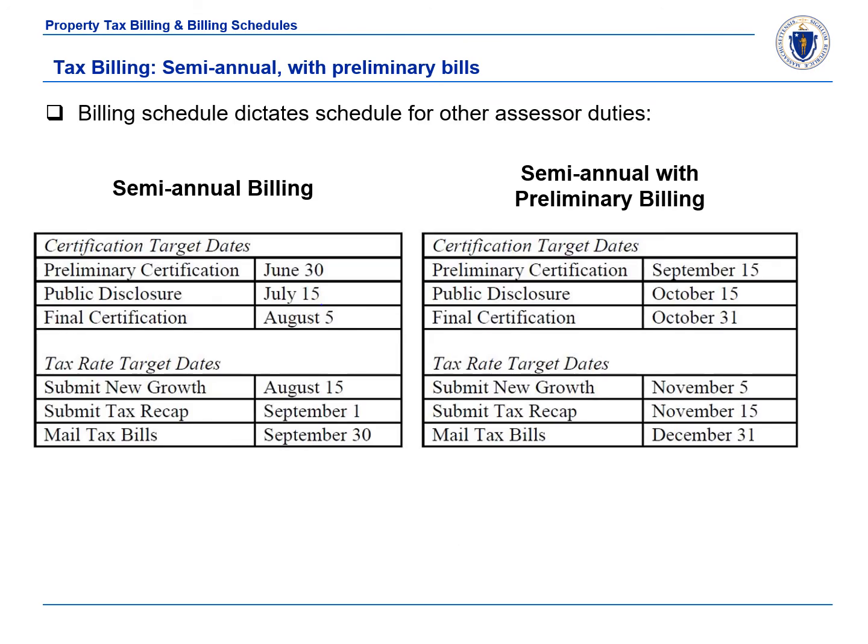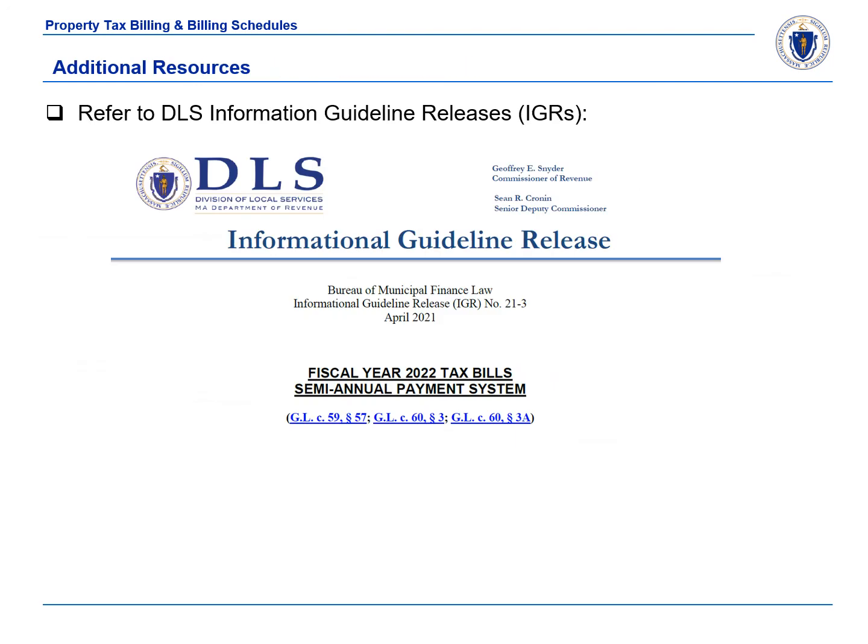Again, a community's adopted billing schedule dictates when other responsibilities of the assessor must be completed. The charts on this slide show a sample schedule for valuation and property tax rate certification deliverables in semi-annual or semi-annual with preliminary billing communities. To learn more about these responsibilities, please visit DLS's website.